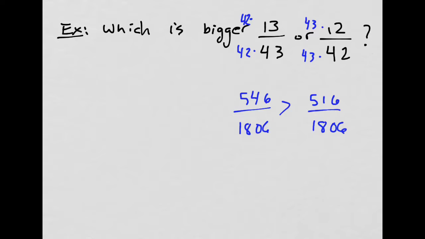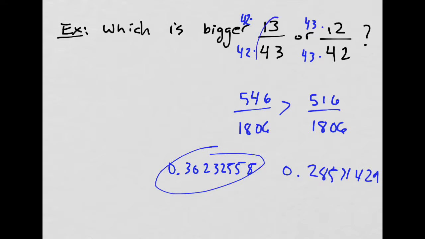If I do 13 divided by 43 in my calculator, that gives me 0.30232558. And then if I do 12 divided by 42, that gives me 0.2857149. So again, this one is bigger, so that fraction is bigger. So those are the two ways to compare fractions.